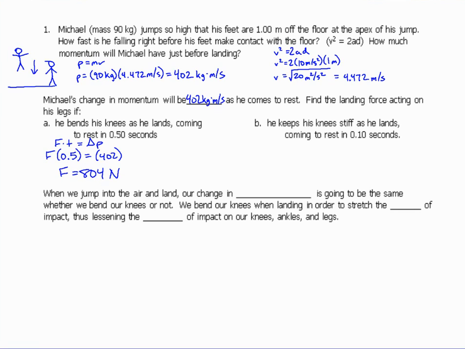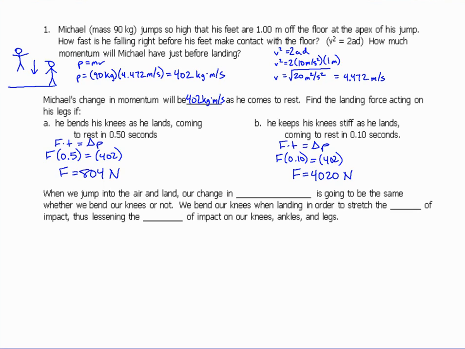What about in situation B, if he keeps his knees stiff as he lands, coming to rest in 0.1 seconds? Force times time, that's impulse, equals change in momentum. Time is 0.1 seconds. And the change in momentum is still 402. And the force here ends up being 4,020 newtons.